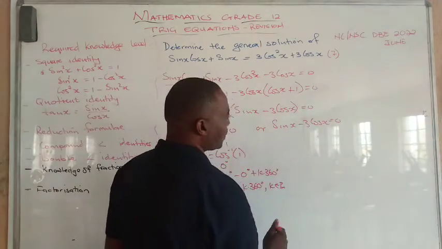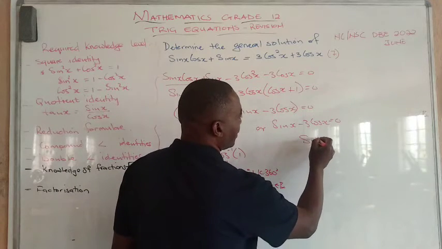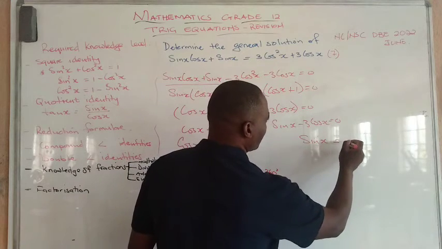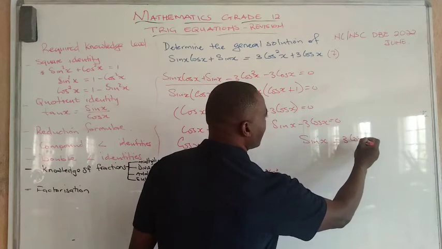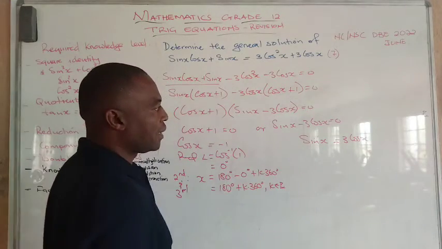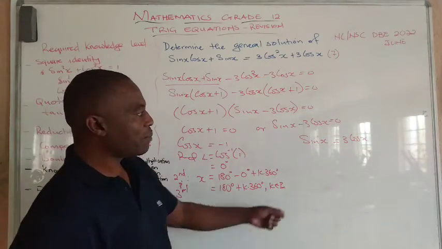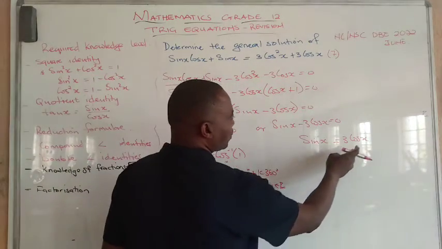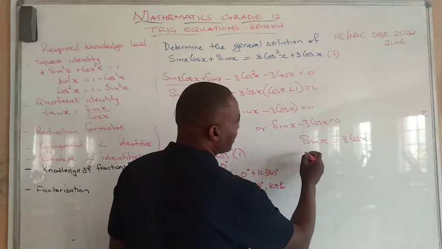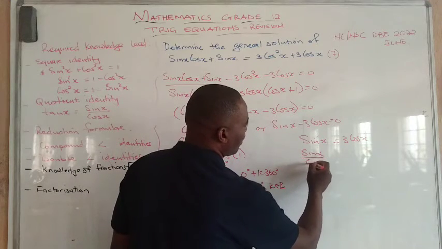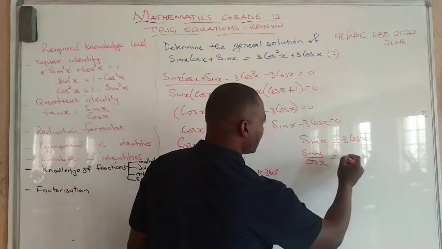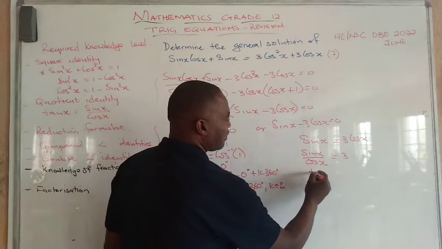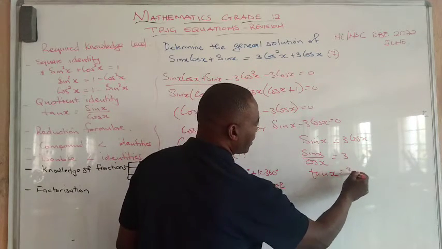Alright, looking at this one, definitely we have to transpose negative 3 cos x, so it will be equal to 3 cos x. And this is an equation where we have to introduce the quotient identity. So we divide by cos x, so it's sin x over cos x, that will be equal to 3. So this is giving us tan x is equal to 3.